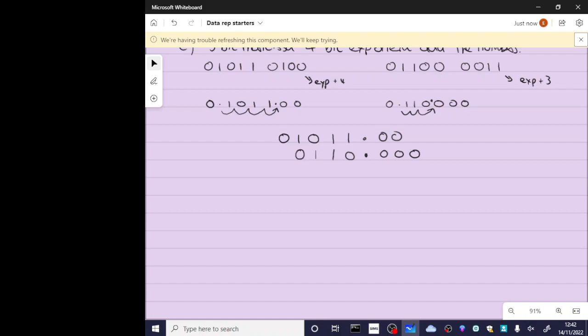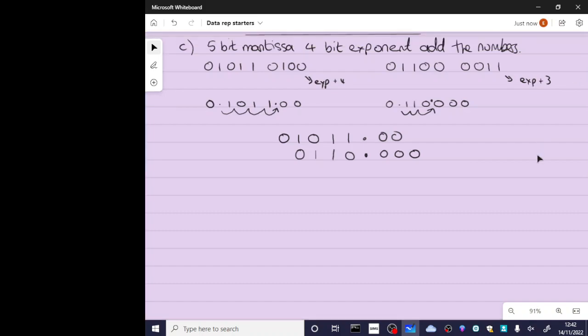Right. What's important is that I make these the same size. So on the right hand side, just pad with zeros. On the left hand side, extend the sign bit. So the sign bit is 0, so we're just going to put another 0. I want to do that, and then that'll stop any messing up with the carries and everything.